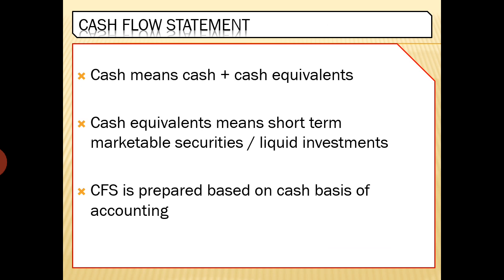Here, cash for the cash flow statement means cash and cash equivalents. Cash equivalents are the near cash items. Cash equivalents means short-term marketable securities or liquid investments. That is, these are very liquid assets which can be converted into cash immediately. That is called cash equivalents, near cash, etc.